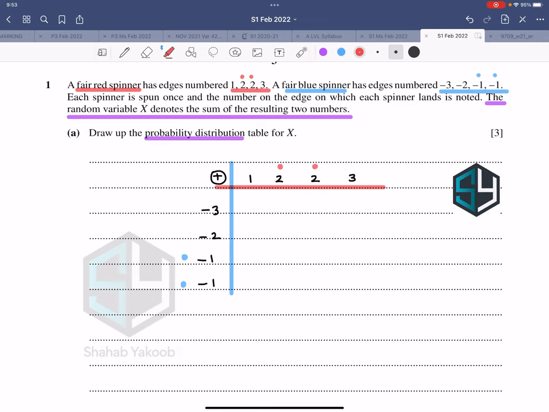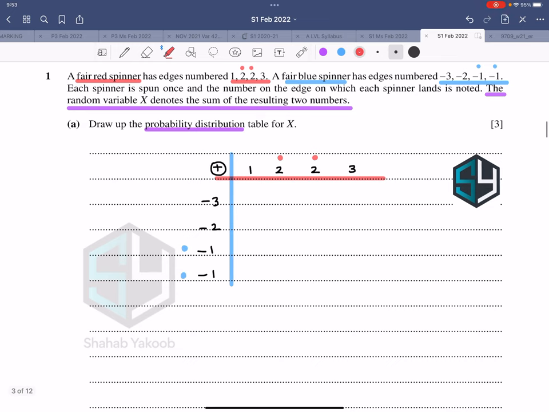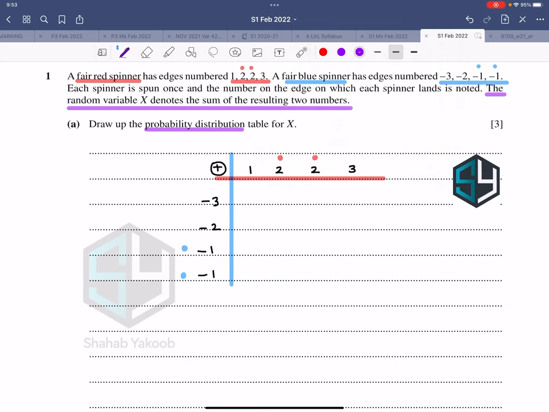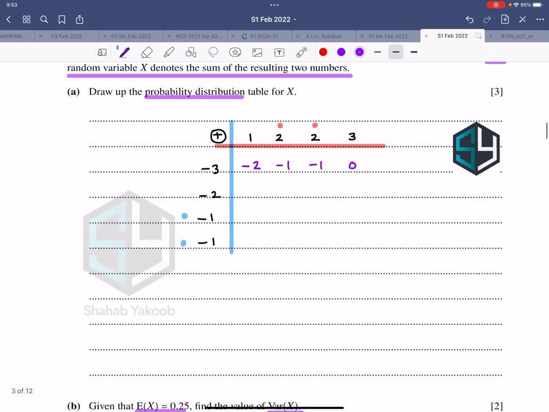So now the working is, you have to add it up. Negative 3 plus 1 is negative 2, and then negative 1, and then negative 1, and then 0. Similarly, negative 2 plus 1 is negative 1, and then a 0, and then a 0, and then a 1. Negative 1 plus 1 is 0, and then 1, 1, and 2. And this is exactly the same repetition, 0, 1, 1, and 2. So that is the working for this one.